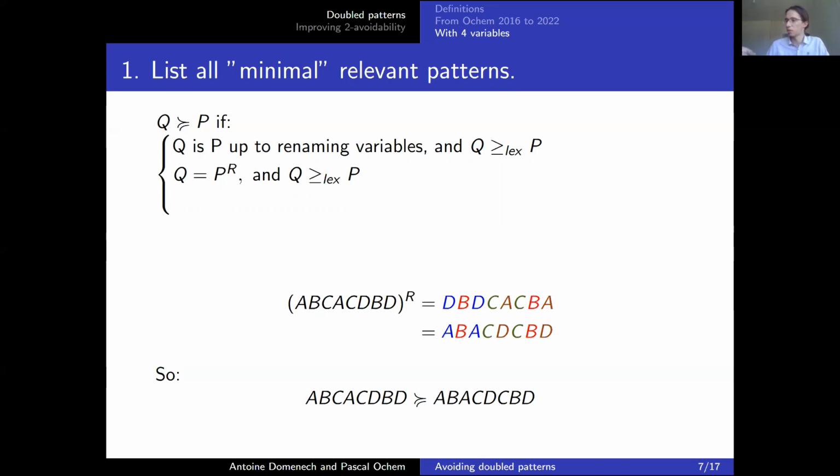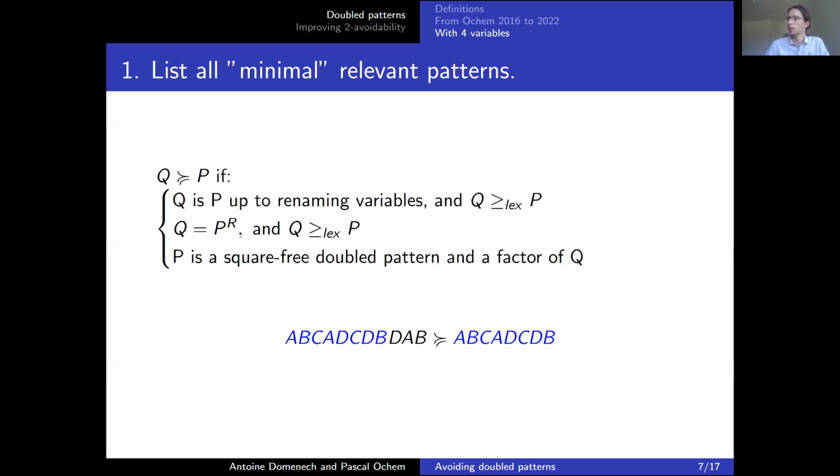So the reverse of the first part of the pattern on the top left is the pattern on the top right, which is the same pattern as the pattern below, but renamed. So we will study only the lexicographically smaller. That's our second condition. And then a third condition would be if Q is a pattern and contains another double square-free pattern, then we can just take a look at the first one.